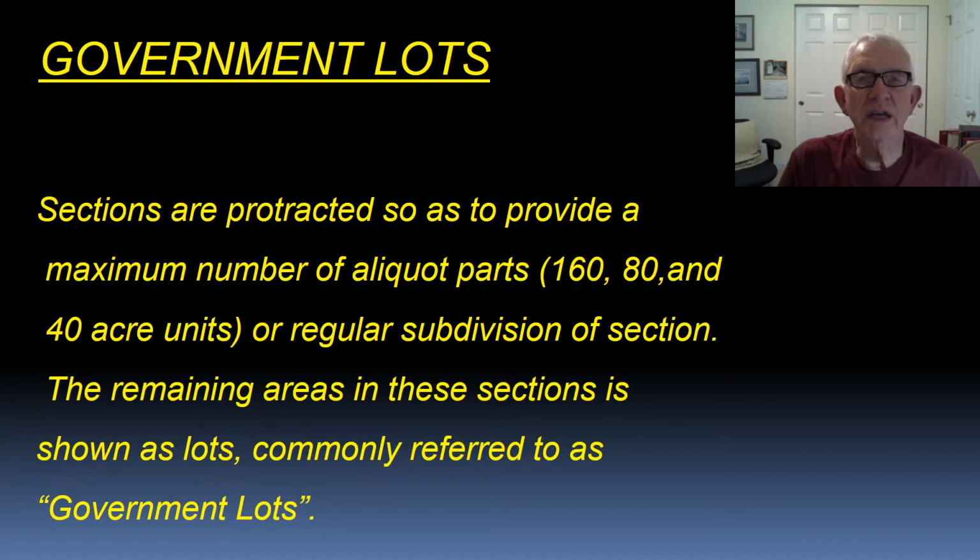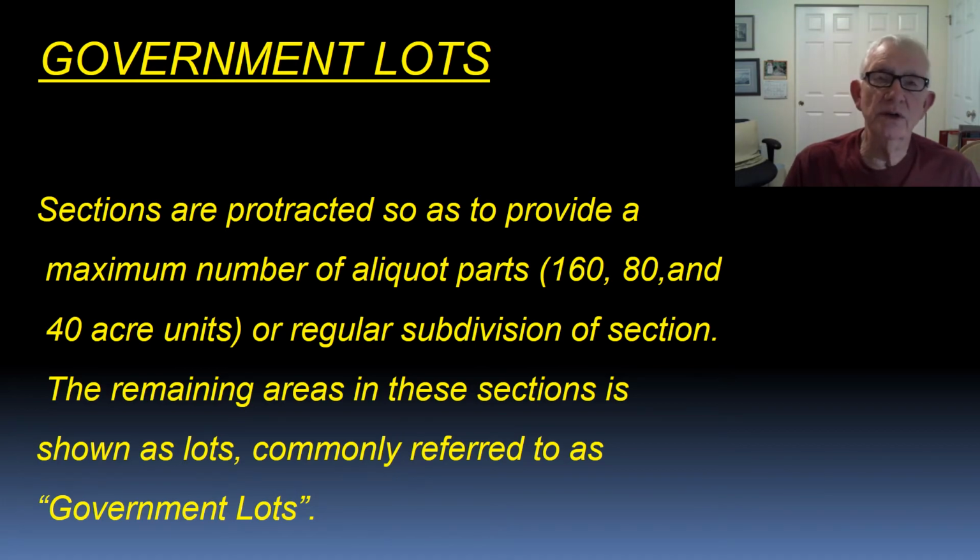Now, as I just stated, sections are protracted so as to provide the maximum number of aliquot parts. That is 160 acres, 80 acres, and 40-acre units, or regular subdivision of sections. The remaining areas of these sections are shown as lots, commonly referred to as government lots.